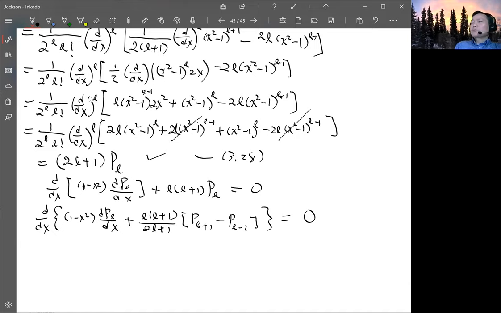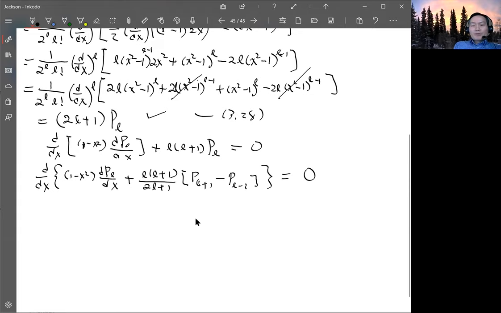Because the derivative is equal to 0, whatever is inside the bracket before you take the derivative must be a constant. Because it's a constant, you can evaluate it at any value of x, and the easiest is x equals 1. When x equals 1, the 1 minus x squared factor kills the first term. When x equals 1, all the Legendre polynomials are defined as 1, so 1 minus 1 is 0. So the constant must be 0, which means whatever is inside the bracket is also 0.